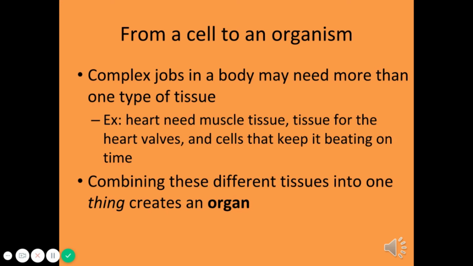Complex jobs in a body may need more than one type of tissue. For example, your heart needs muscle tissue for the heart valves and cells that keep it beating on time. So there's 3 types of tissue right there. All those tissues have to combine and form one thing called the organ. So for example, your heart is an organ.